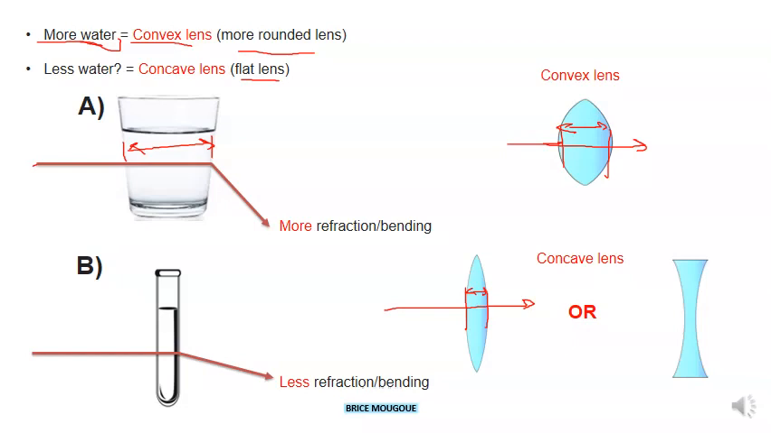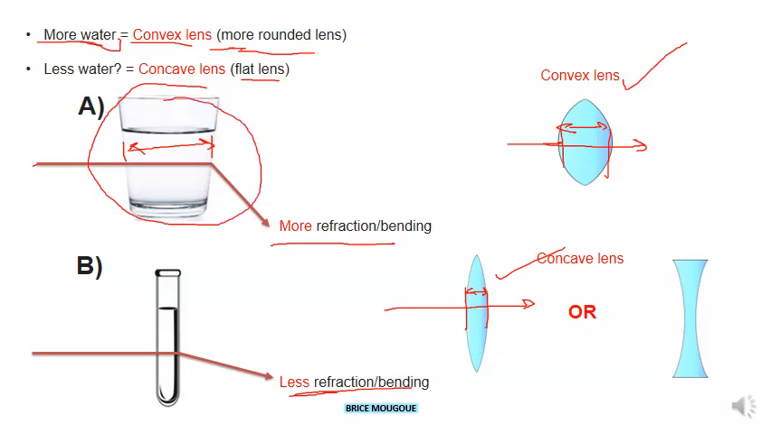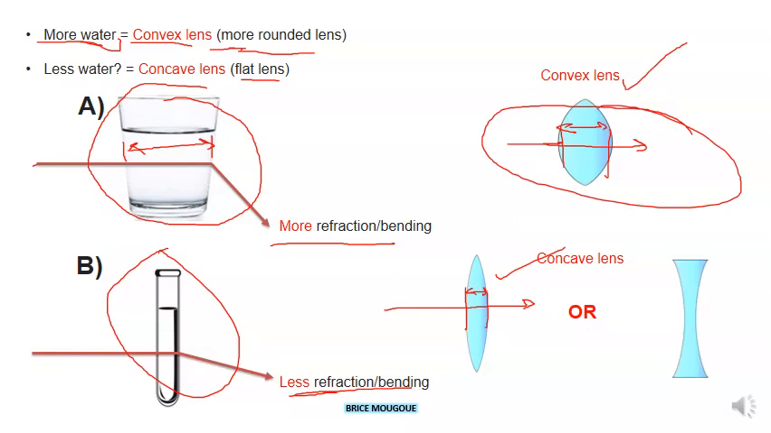So which one will cause more bending? Obviously, the convex lens will cause more bending. That's why we have more bending caused by the convex lens, and the concave lens will cause less bending and less refraction. So I've now moved the whole story from our water to the different types of lenses.